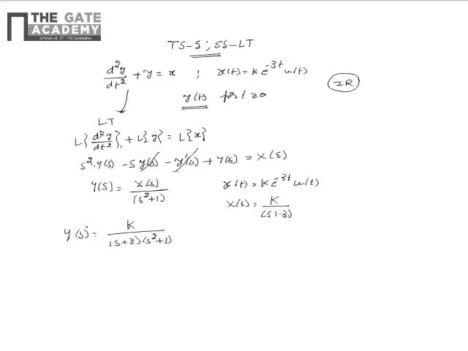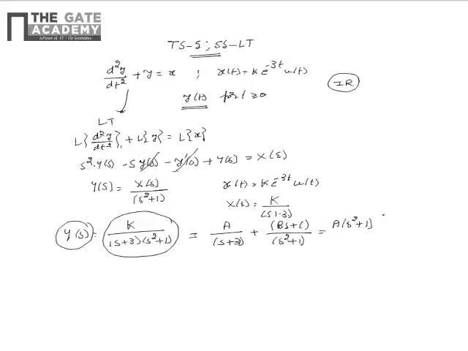Now for finding y of t from y of s, we need to find the inverse Laplace transform of the quantity marked. For doing the same, let us split the marked quantity into partial fractions as a by s plus 3 plus bs plus c divided by s square plus 1. So this can be further simplified as a multiplied by s square plus 1 plus bs plus c multiplied by s plus 3, divided by s plus 3 multiplied by s square plus 1. This is upon summing up these two quantities.